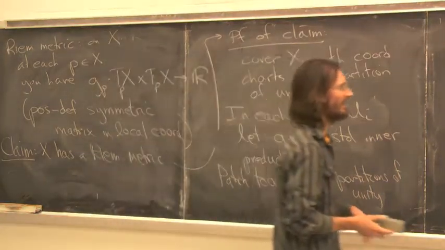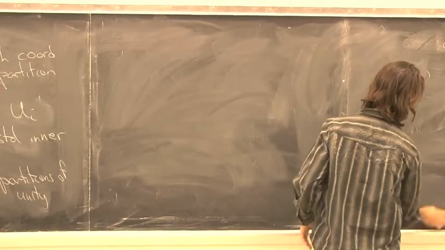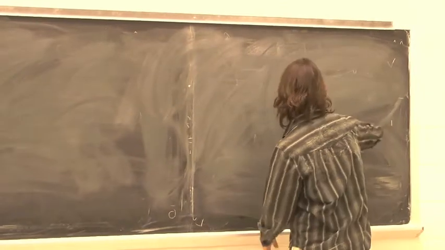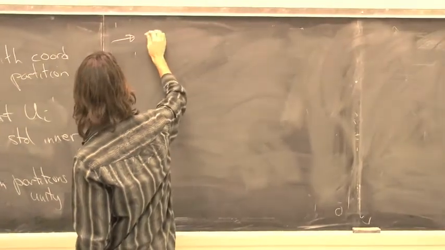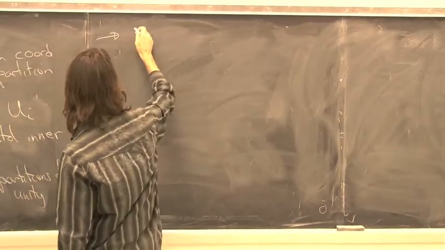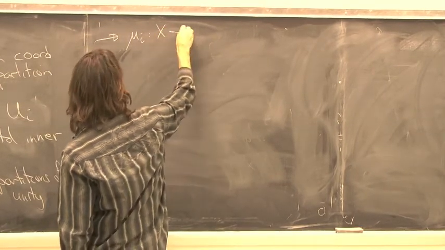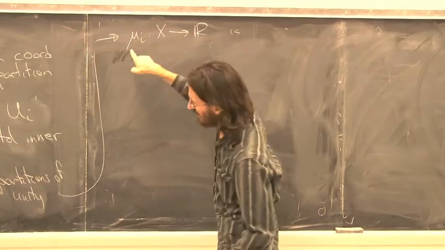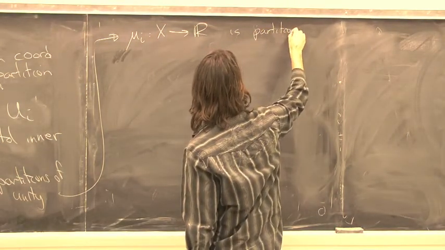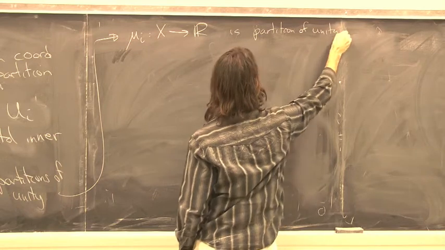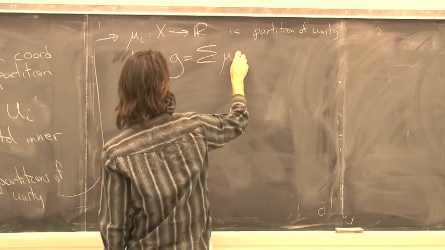Okay, so what does that mean? You have some indexing set for your coordinates, and let's call our partition of unity u_i, a function from X to R. So for each i in the indexing set, you have this function u_i, this partition of unity, and you let g equal the sum of u_i times g_i.